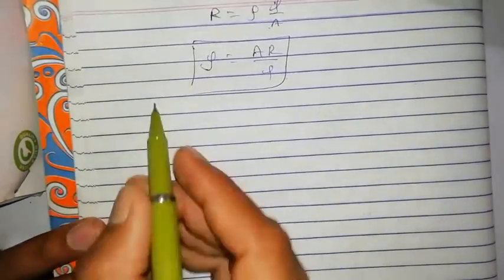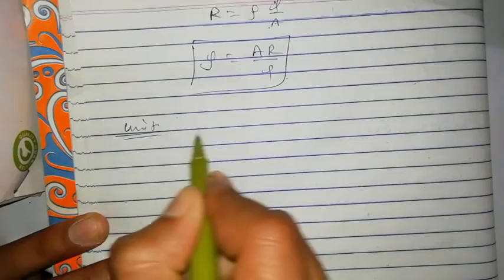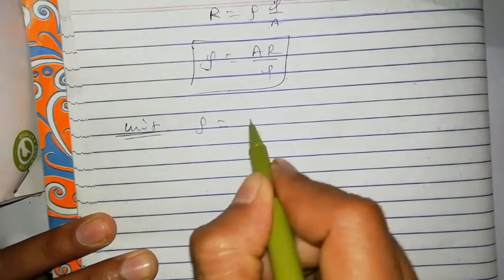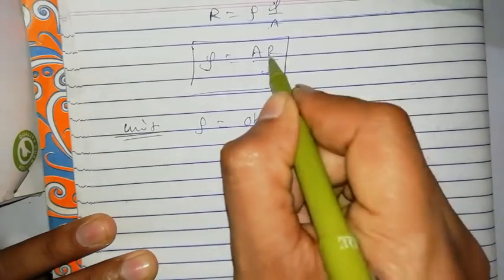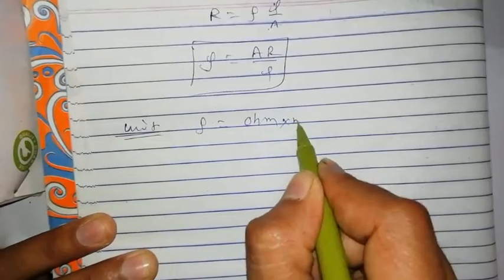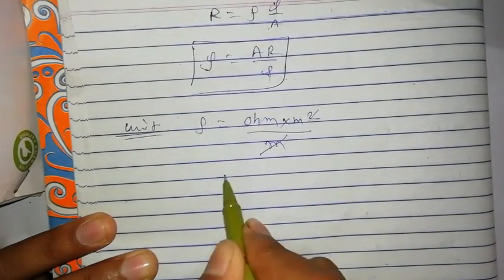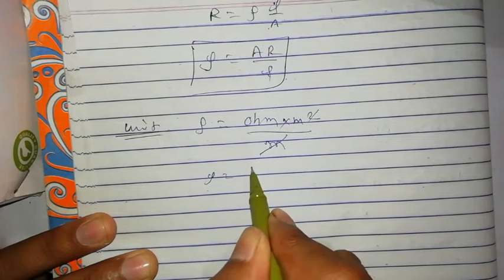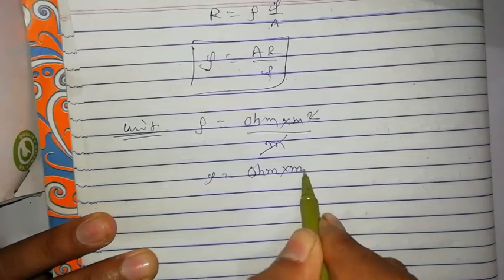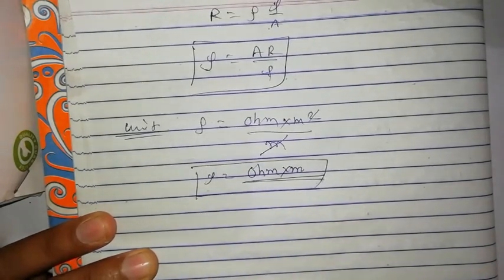The unit of resistivity: rho is equal to resistance, whose unit is ohm, times area, whose unit is meter square, upon length, which is meter. Meter cancels with meter, then ohm meter is our unit of resistivity.